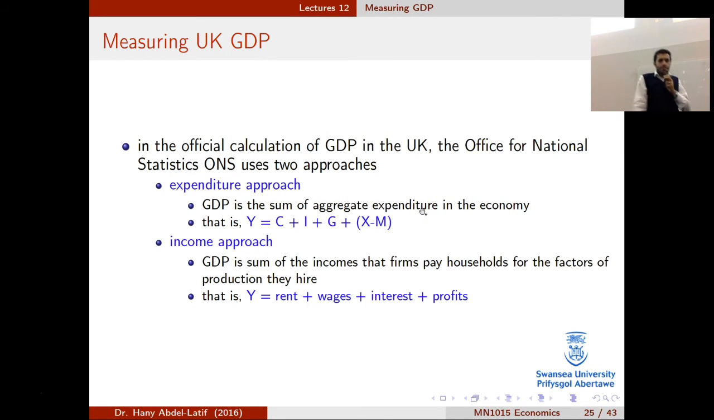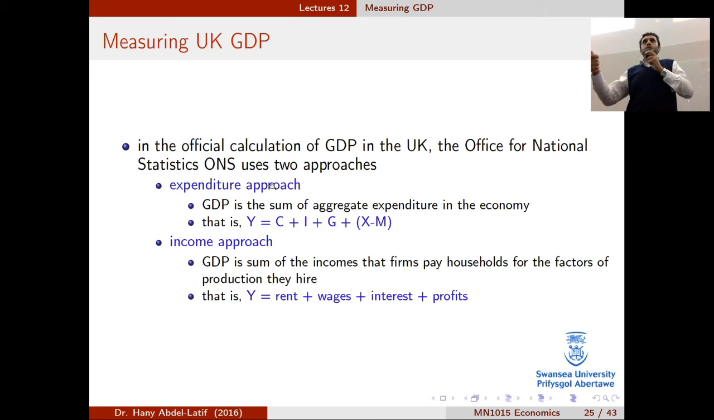So, as I said before, these are the three different ways of measuring GDP. But in the UK, the Office for National Statistics, ONS, uses two approaches: the expenditure approach and the income approach. According to the expenditure approach, now we understand that GDP is the sum of aggregate expenditure in the economy.